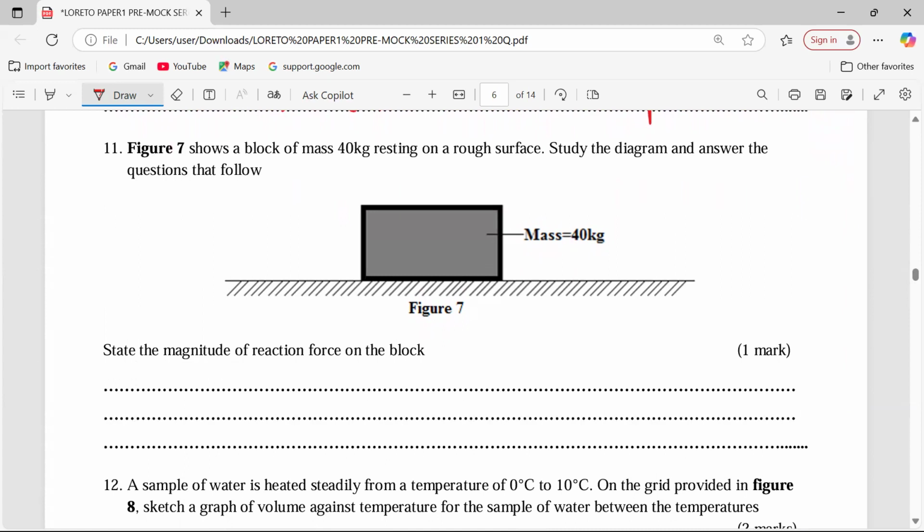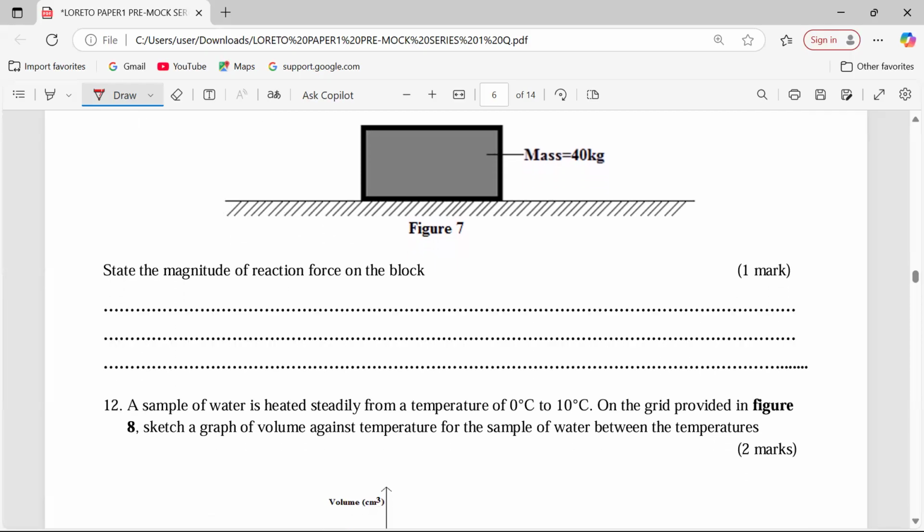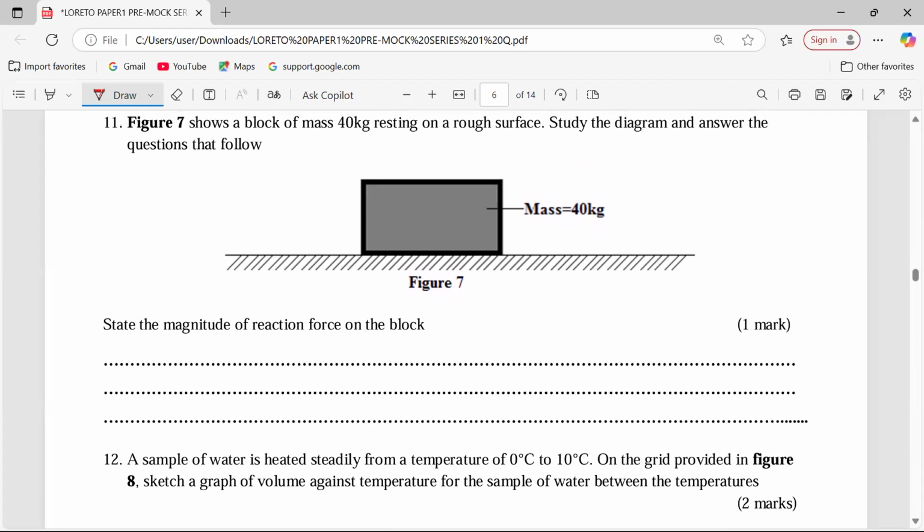Figure 7 now shows a block of mass 40 kg resting on a rough surface. Study the diagram and answer the questions that follow. So the mass is 40. State the magnitude of reaction force on the block. We know that the block is exerting its own weight. The block is exerting weight here, which is now the action force. So weight is given by mg. So we'll talk about 40 by 10, giving us 400.